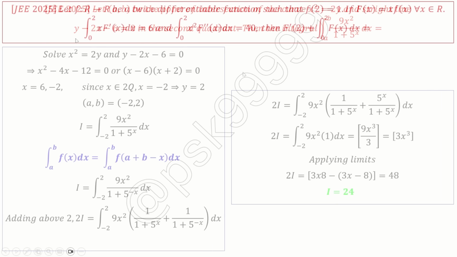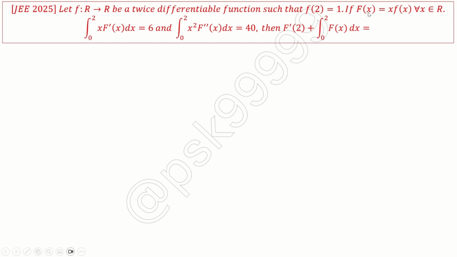Let f be a real to real function, twice differentiable, such that f of 2 equal to 1. Okay, if capital F of x equal to x f of x for all x belongs to R, and integration from 0 to 2 of x F dash x dx equal to 6, and integration from 0 to 2 of x square F double dash x dx equal to 40, then what is the value of F dash 2 plus integration from 0 to 2 of f of x dx?